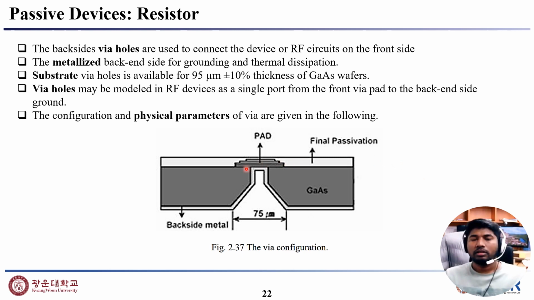And this is via hole. The backside of the via are used to connect the device of the RF circuit on the front side, and the metallized backside for grounding and thermal dissipation. And substrate via hole is available for 95 micrometer thickness. Via may be modeled in RF device as a single port from the front side, and the configuration and physical parameters of via are given in this figure. You can see.